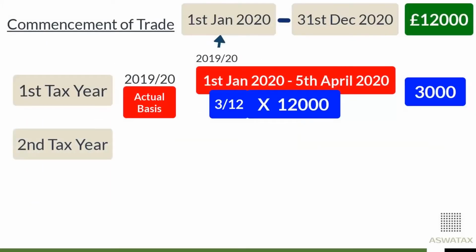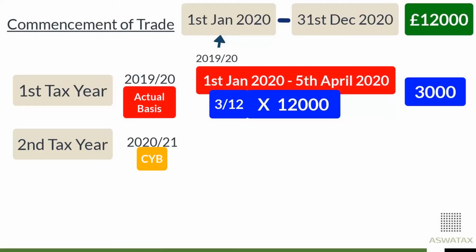So let's go to the second tax year, which would be 2020-21. And as you can see, 31st December 2020 falls in 2021. You do have an accounting period ending in the second tax year, and therefore, let's look at the rules for that. If you do have an accounting period ending in the second tax year, you come on to the current year basis, which is the end of the accounting period. You look at the date, whichever tax year it falls under, that full accounting period is subject to tax in that tax year.